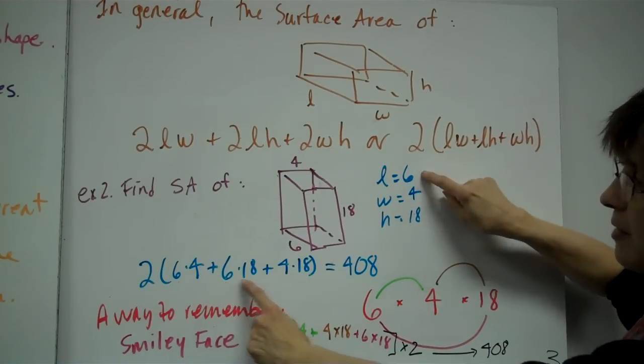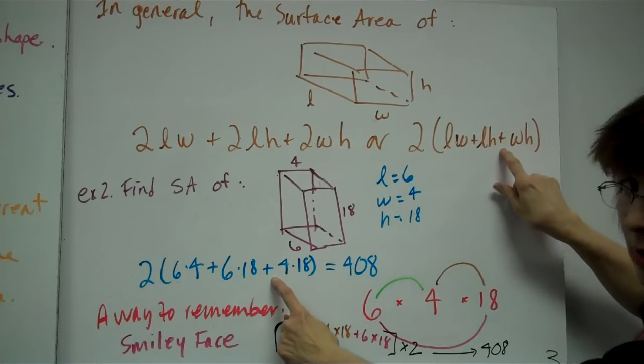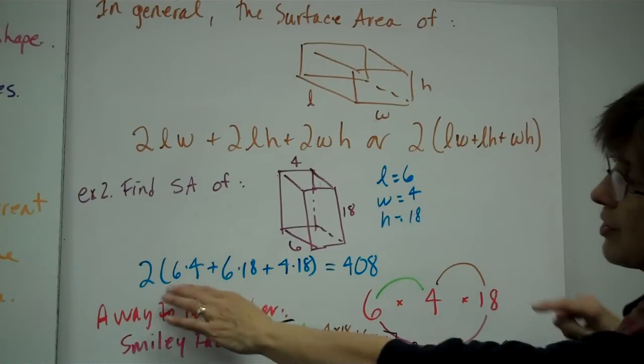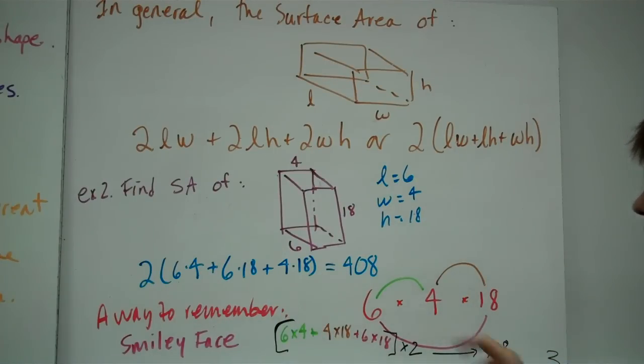The length times the height is 6 times 18. Plus, there's my plus, and then the width times the height, well, the width and the height are 4 and 18. So I do this all on my calculator, calculate all up, I get 408.